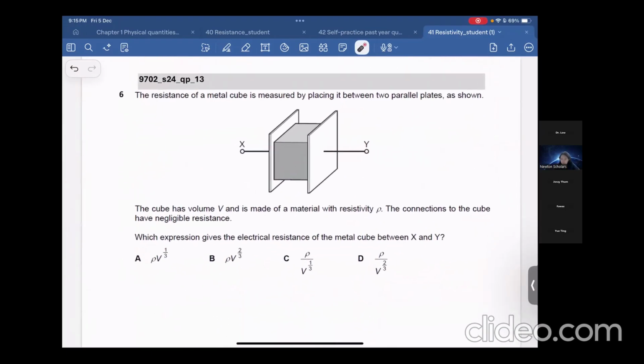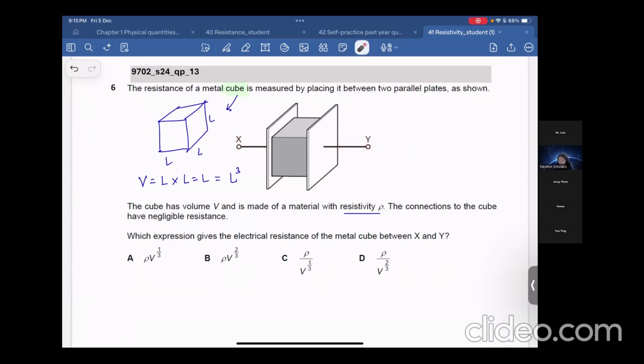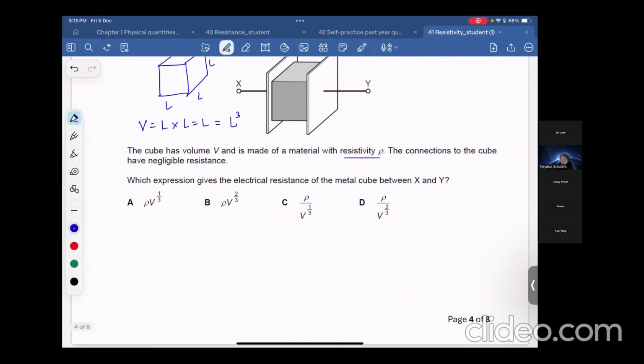The resistance of a metal cube. Cube means the same side, like this: L, L, L. This is a cube. Here the cube has a volume V, so volume is actually L times L times L, L cubed, and a resistivity. The connections to the cube have negligible resistance, so we don't care about that part. Which expression gives the resistance of the metal cube between X and Y?